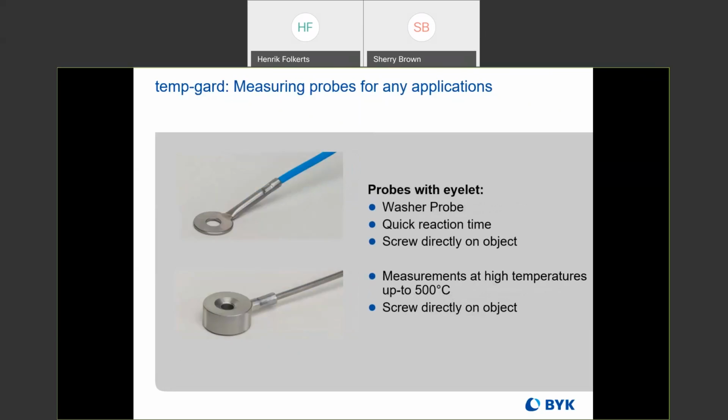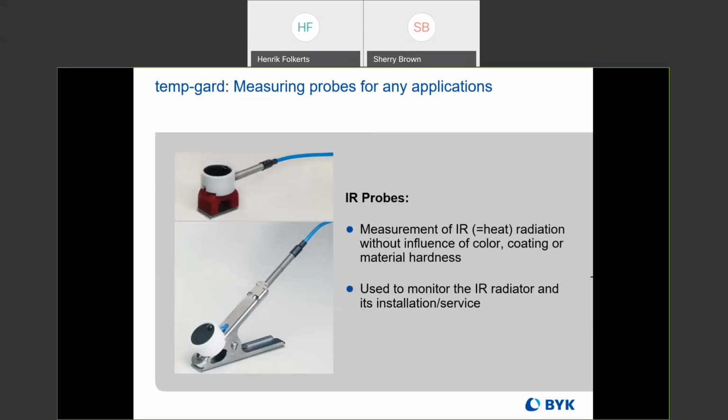We also have probes with eyelets, such as this washer probe that you see at the top. These also have a quick reaction time, and you can screw them directly onto the object. It can measure at high temperatures up to 500 degrees Celsius. And then we have IR probes, which measure the IR radiation of ovens used to bake things like IR cured adhesives.